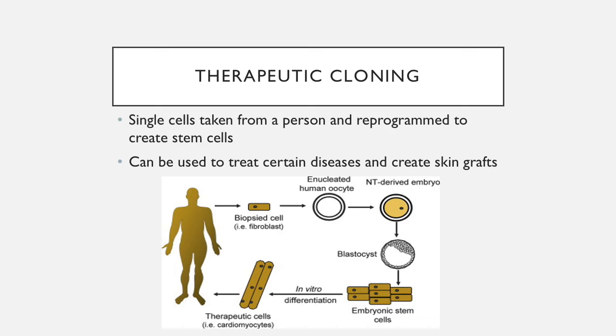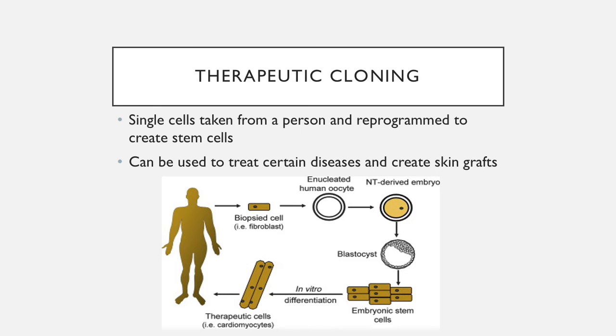As mentioned, people were worried about humans being cloned. Human babies cannot be produced by human cloning because it is banned in most countries, but human cells can be cloned. This is called therapeutic cloning. Therapeutic cloning is where single cells would be taken from a person and reprogrammed to create stem cells.